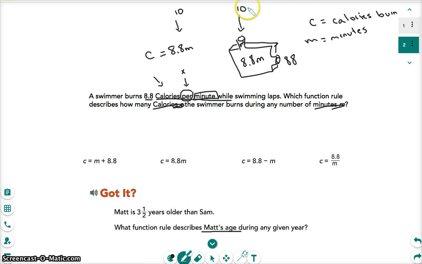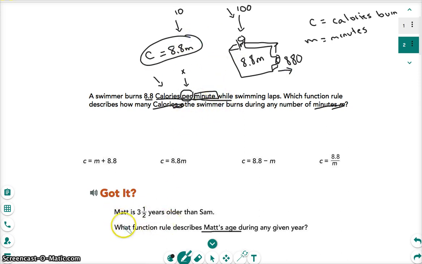And I could keep doing this. If I did 100 minutes, it would be 880. If I did 50, it would be 440. So I can always put in any number into my input and get a new number out of my output using the rule that I generated from the sentence.